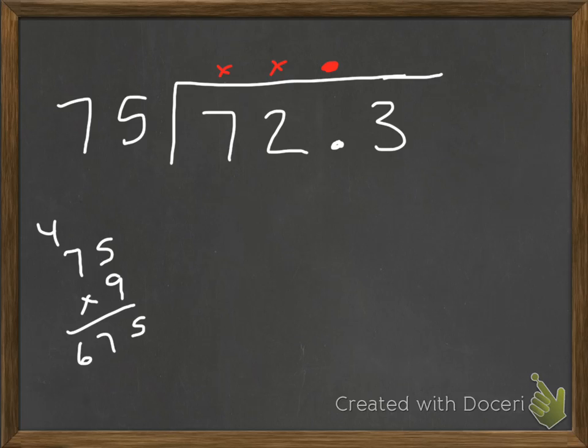Actually, let me start over on this one. The actual decimal point should be over here. Sorry about that, because it started here, we moved it over there. So 75 goes into 723 9 times.